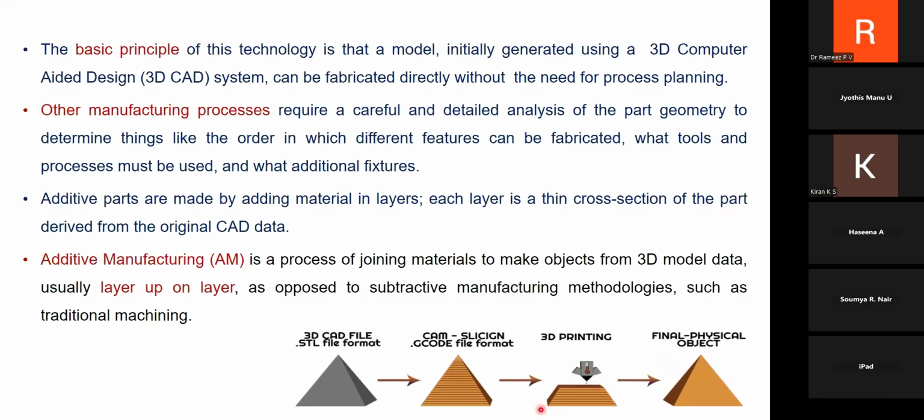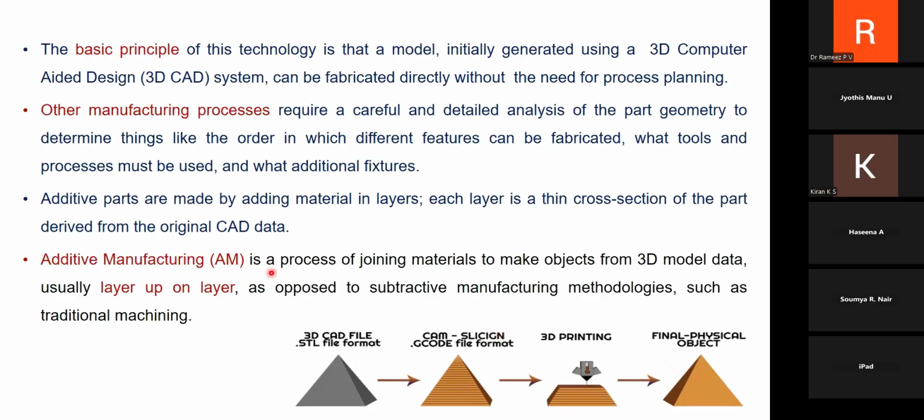One layer it will print. After that, the printing head moves upward for a given slicing thickness. Then it will print the second layer on the first layer. Then it will move ahead. Then it will print the third layer on the second layer. So like that, it will print layer by layer in order to achieve the final physical object.